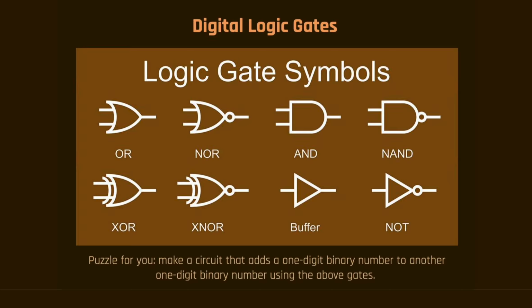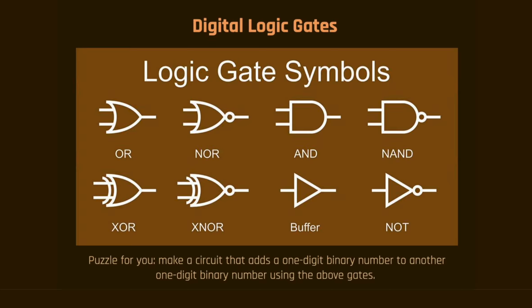Each of them takes two inputs, except the buffer and the NOT, which take a single input. Since a buffer is the easiest one, it just takes the input and passes it as the output. It just delays it a little bit. The NOT basically takes a 0 or 1 and turns it into the other number. So if you pass in a 0, the output is a 1. If you pass in a 1, the output is a 0.